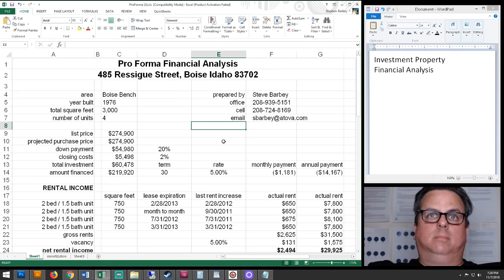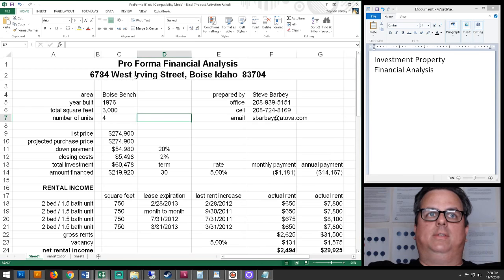So starting at the top, we have the property address. So let's go to here and extract the property address. It's 83704. So we'll just highlight all this stuff, get rid of it, and we'll do street, Boise, Idaho, 83704. And I like to spell things out, makes it feel a little bit more formal. So 6784 West Irving Street, Boise, Idaho, 83704.